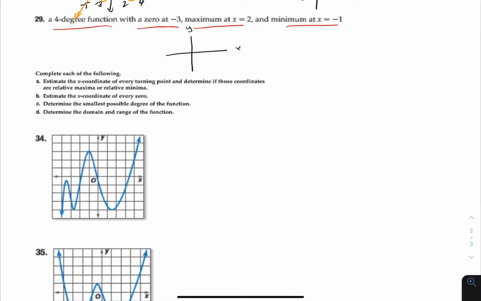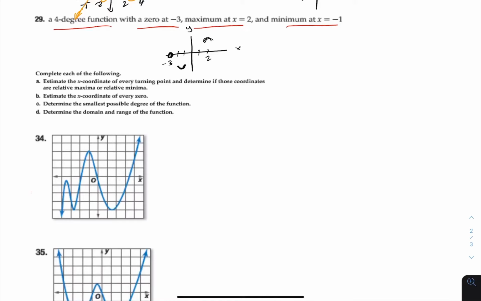I have a zero at -3, so that's my only x-intercept. I have a max at 2, so (1, 2) is my max. Put a max anywhere up and down. My min's at -1, so that -1 is below the min. So something to that effect.